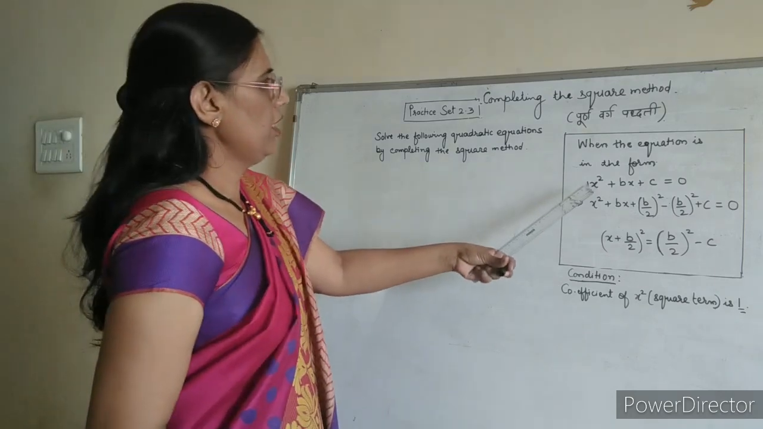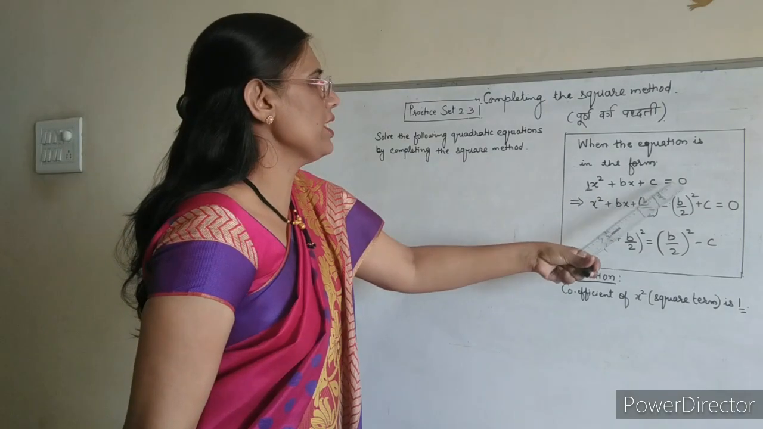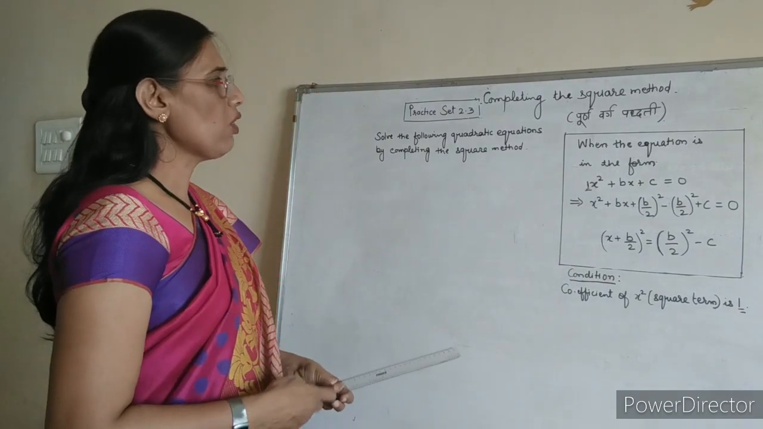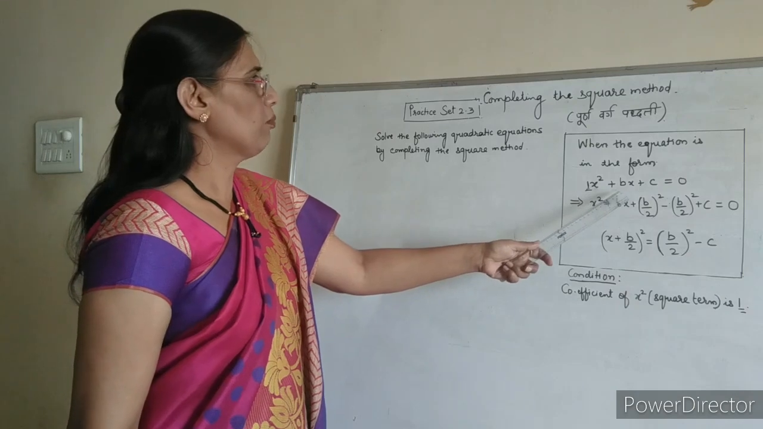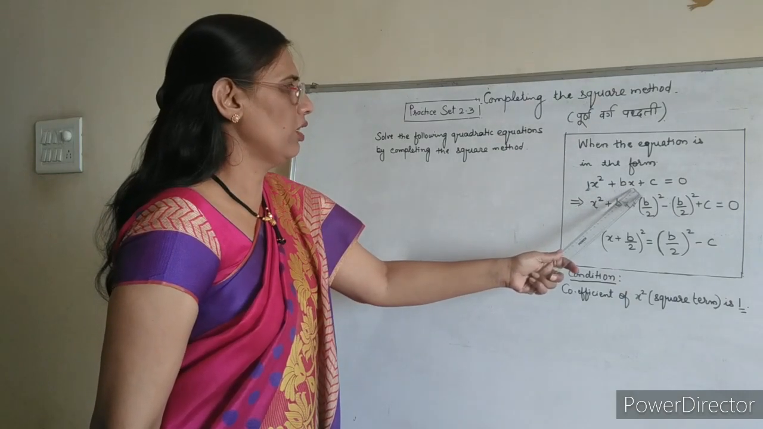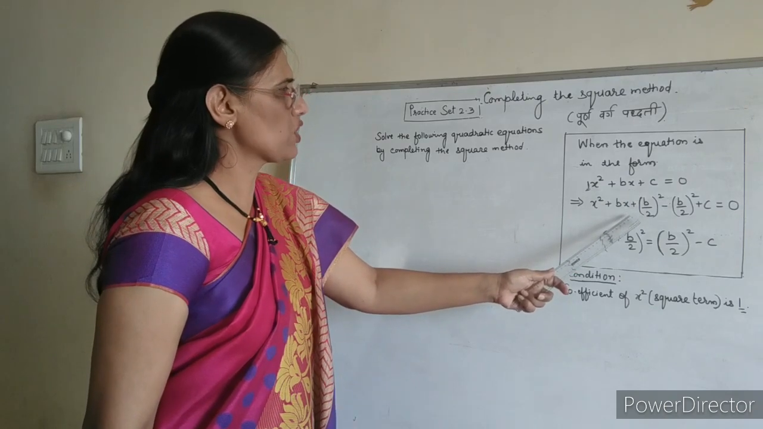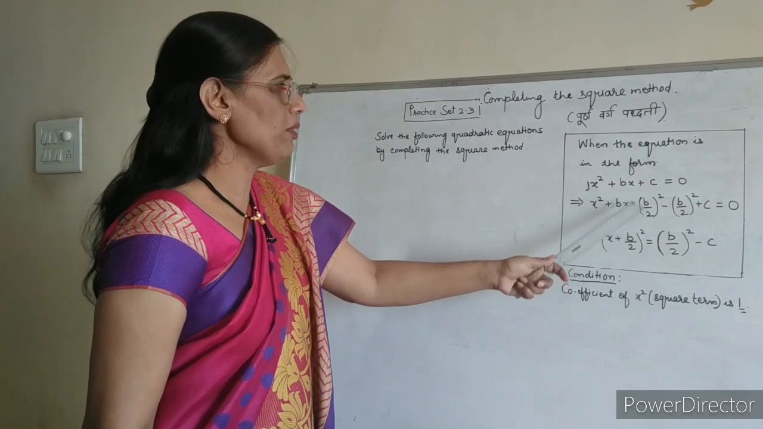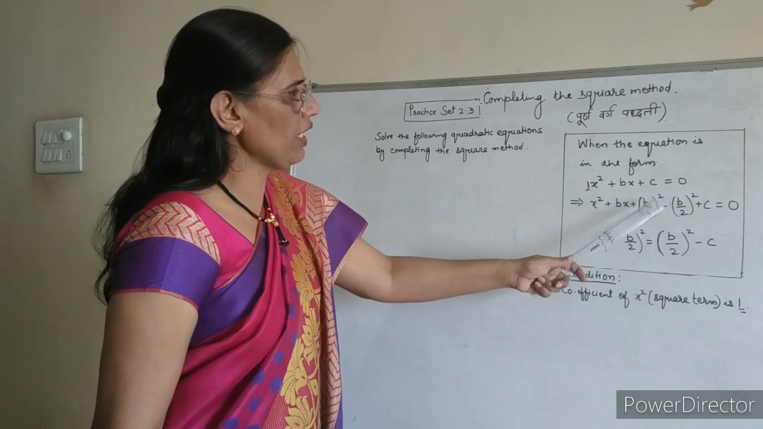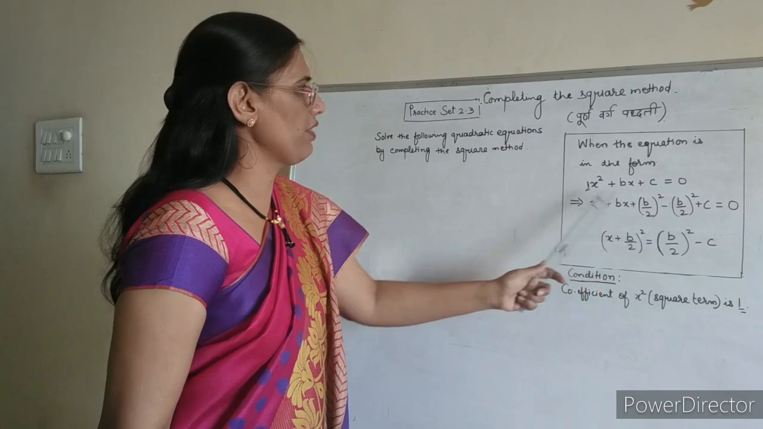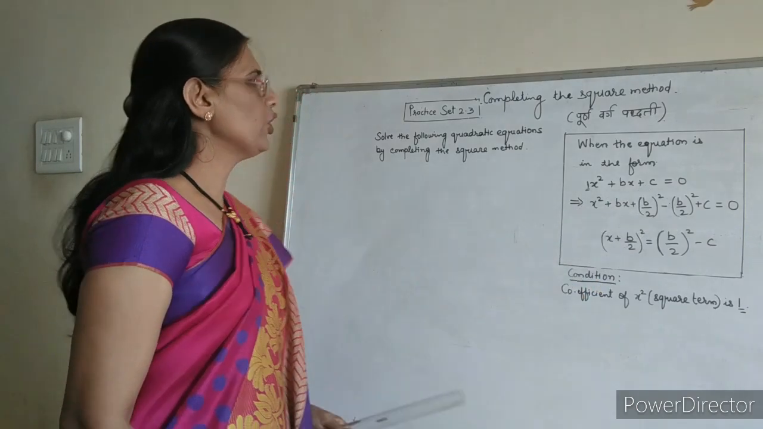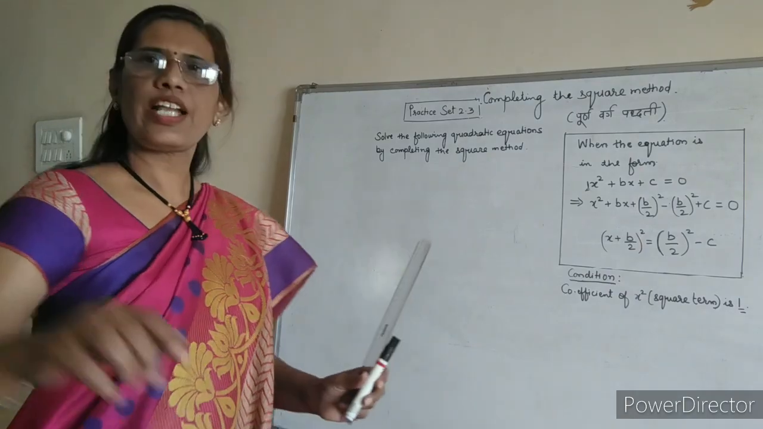Here x square plus bx plus c is the form of the quadratic equation. We can solve this quadratic equation by completing the square. Here the square is not there, so we have to make a complete square. It can be made by adding b upon 2 whole square and subtracting b upon 2 whole square in this equation. From the example you can understand.